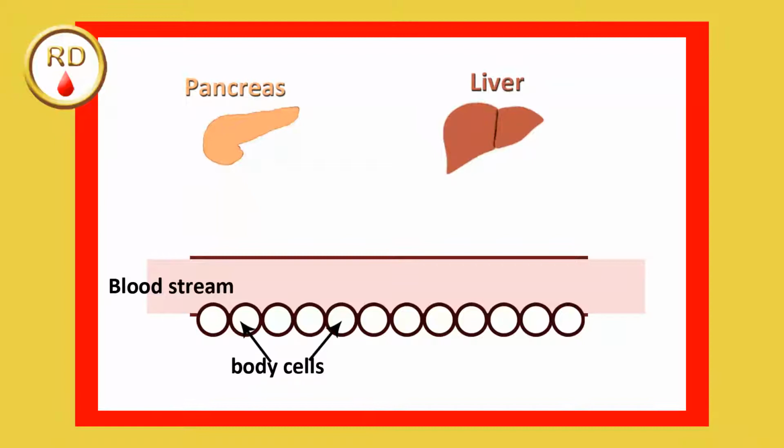Here we have the basic elements that will help us understand how glucose gets into our cells. First important organ is the pancreas. Now, the pancreas secretes two hormones, which are insulin and glucagon. The second organ is the liver, which acts as a storeroom for the excess glucose. Then below we have the bloodstream with a lot of cells lining the bloodstream. So this is the basic setup.